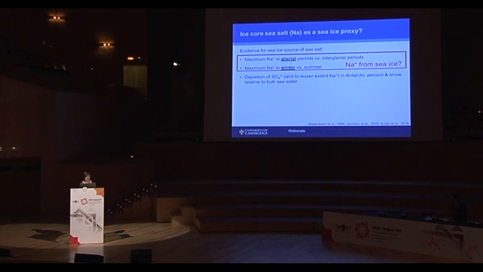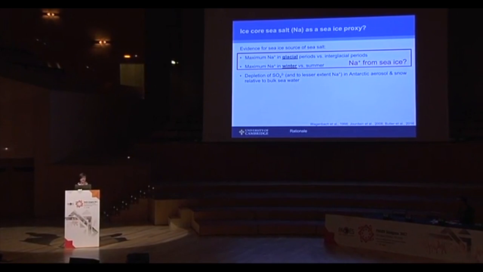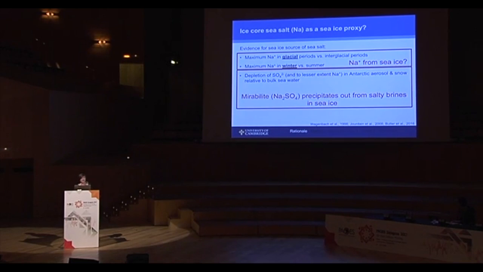The other source of evidence is if we look at Antarctic aerosol measurements, or snow or ice cores, we often see, particularly in the winter, a strong depletion of sulfate relative to the bulk seawater ratio. That's really a fingerprint of the precipitation of this particular salt, mirabilite, which precipitates within the sea ice from the salty brine.